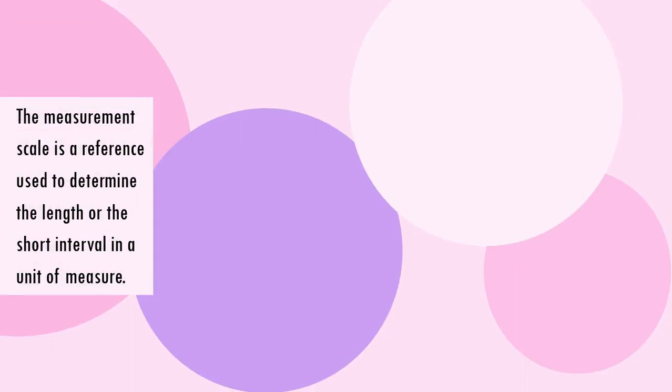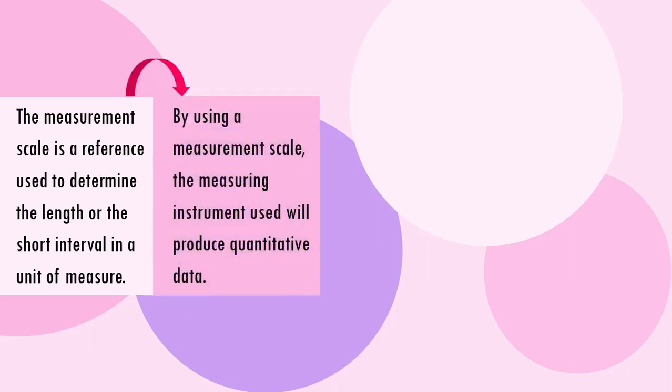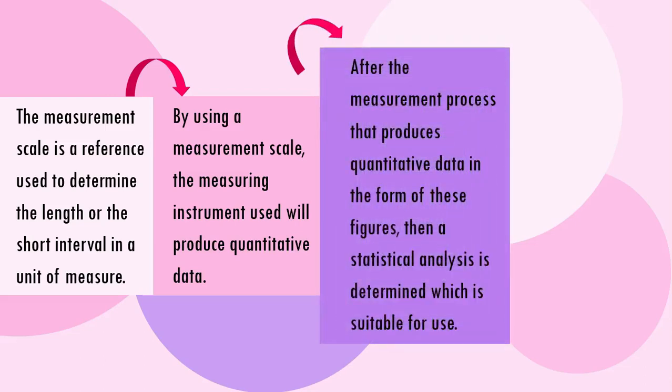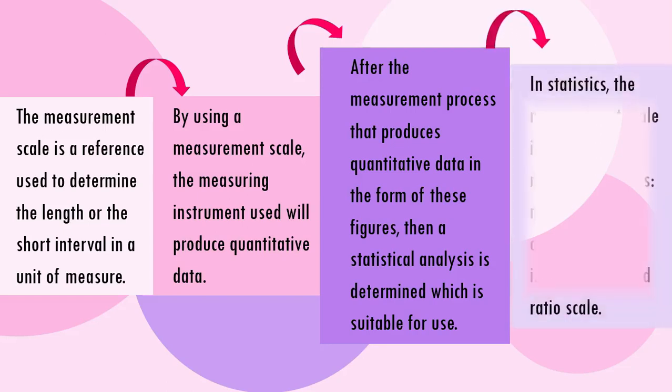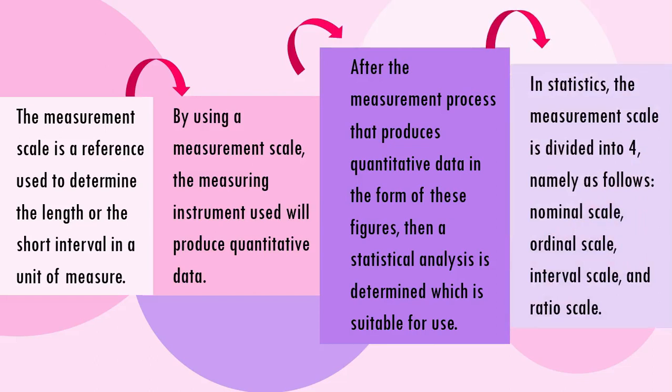The measurement scale is a reference used to determine the length or the short interval in a unit of measure. By using a measurement scale, the measuring instrument used will produce quantitative data. After the measurement process produces quantitative data in the form of figures, a suitable statistical analysis is determined. In statistics, the measurement scale is divided into four, namely: nominal scale, ordinal scale, interval scale, and ratio scale.